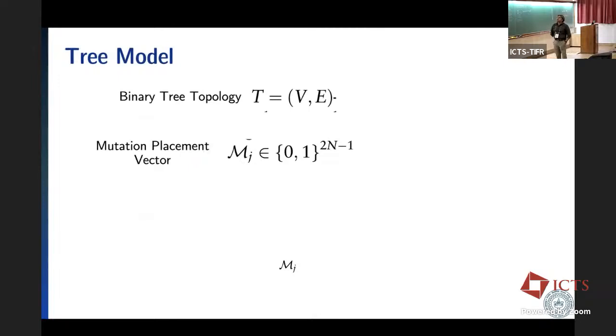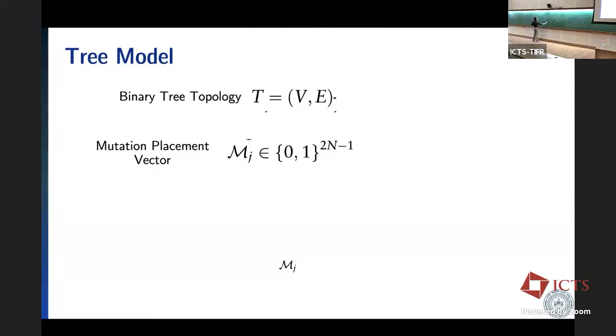Okay. Then we have this tree model. So what is exactly this tree model? A tree has a tree topology consisting of a set of nodes and a set of edges. Okay. And along with this tree topology, we also have to have this mutation placement vector. So what is this mutation placement vector? Let me just draw it on the board so that it becomes easier.